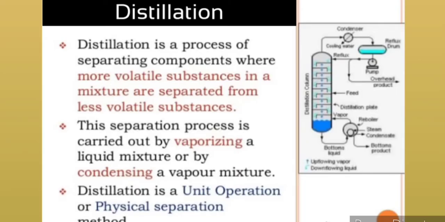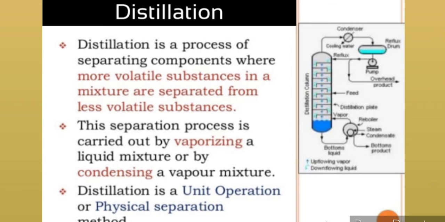The first process in this is the distillation. Distillation is a process of separating components where more volatile substances in a mixture are separated from less volatile substances. This separation process is carried out by vaporizing a liquid mixture or by condensing a vapor mixture. Distillation is a unit operation or physical separation method.